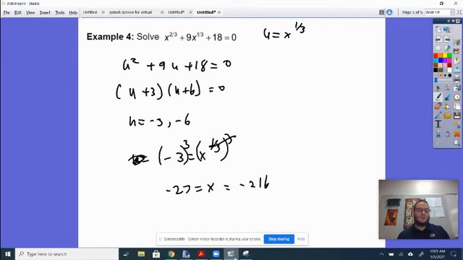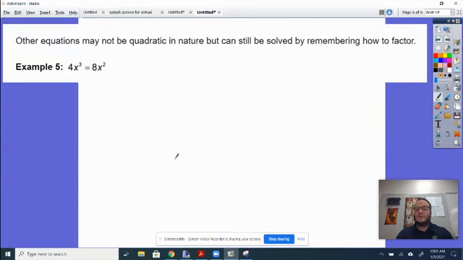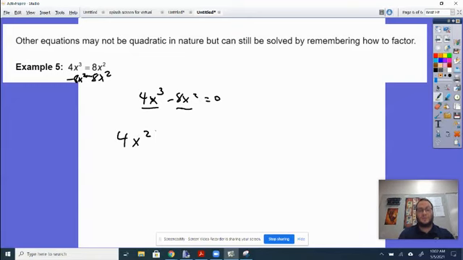Last one. This is a quick one. Sometimes we don't necessarily need to use u-substitution. It feels like maybe something should work, but we don't really need to do it. I'm going to set this equal to 0. 4x cubed, we're going to subtract 8x squared from both sides. Minus 8x squared equals 0. On these, I can factor out a 4x squared. That's going to leave me with x minus 2.